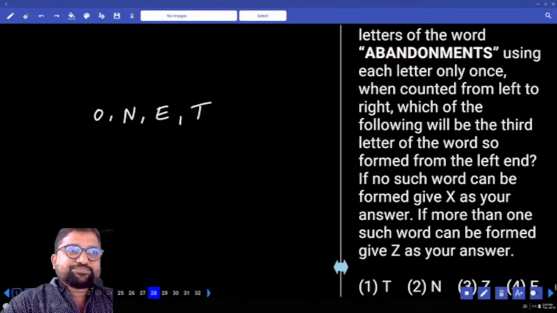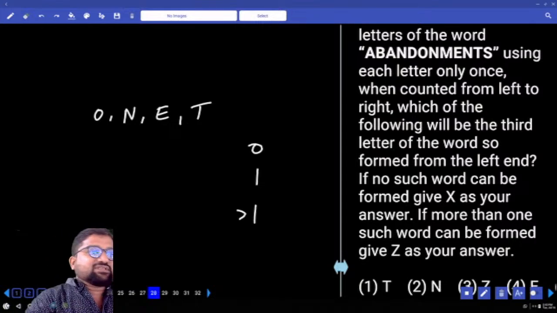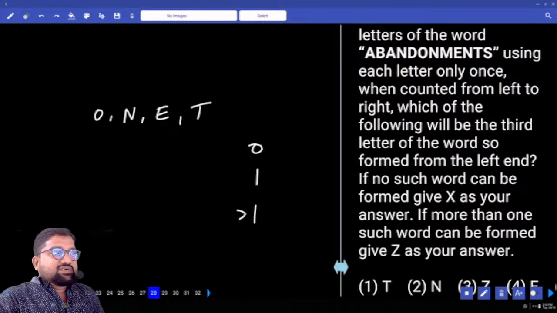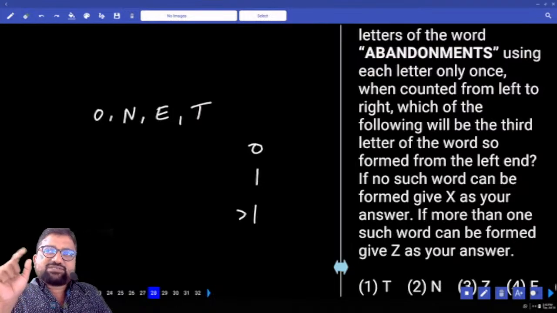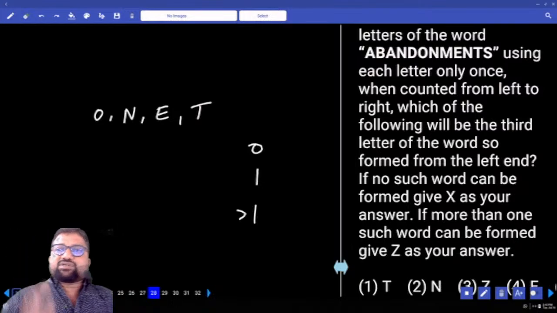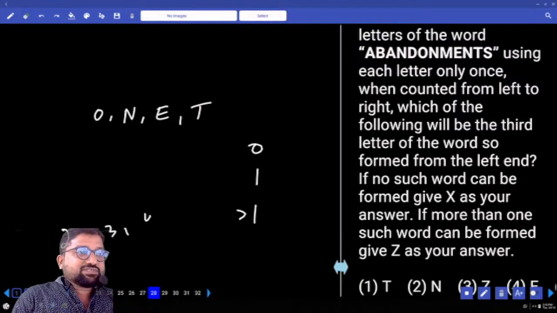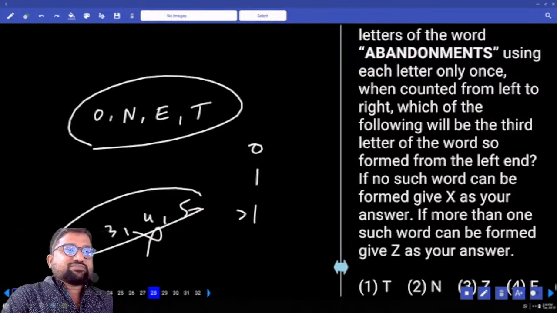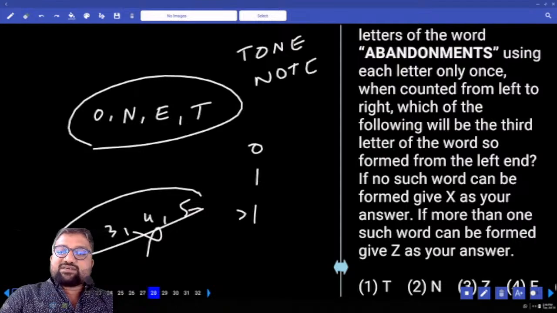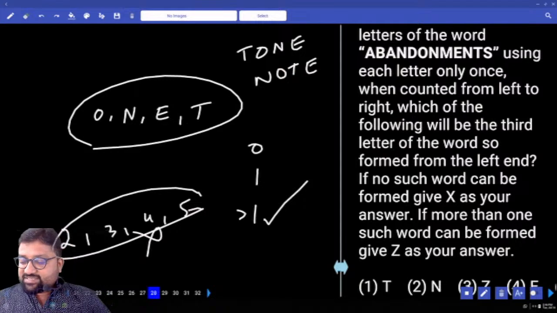Remember here: 0, 1, greater than 1. If you find this type of question in the exam, then you are very lucky. Why? Because if in any case you find 2 words, that is the answer, Z. But if the question is 2 words, 3 words, 4 words, 5 words, then this is risky. How many words can be formed? First word: tone, next word: note. That is enough, more than one means Z. Option 3.